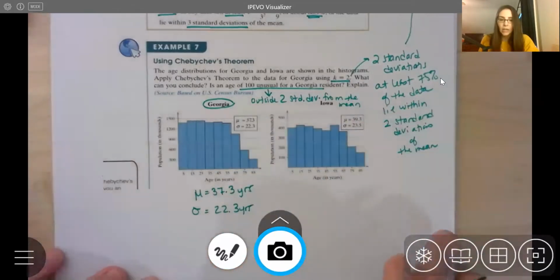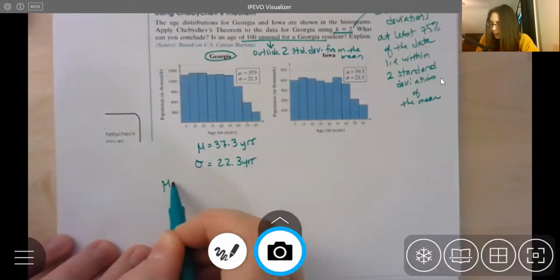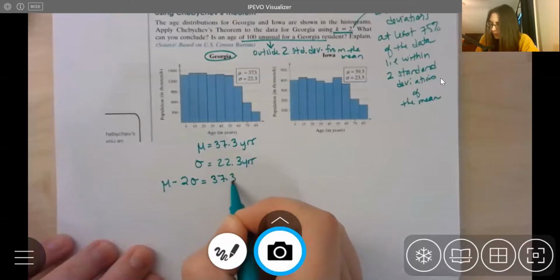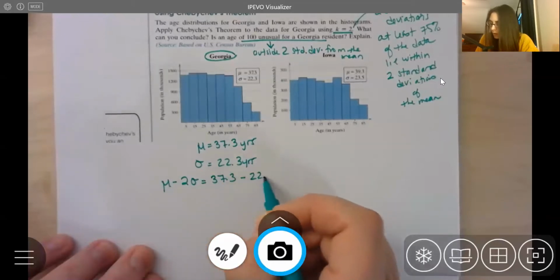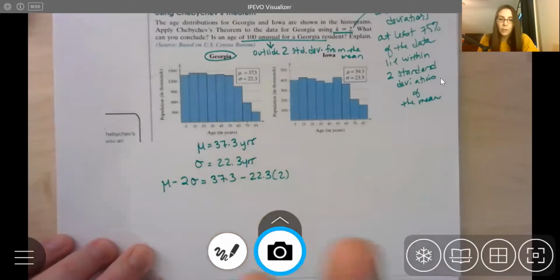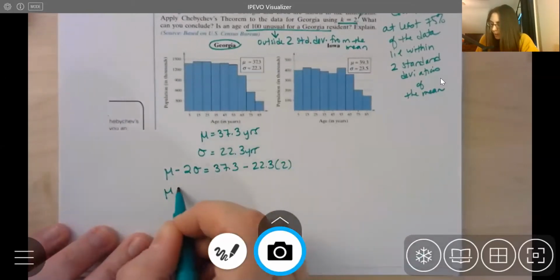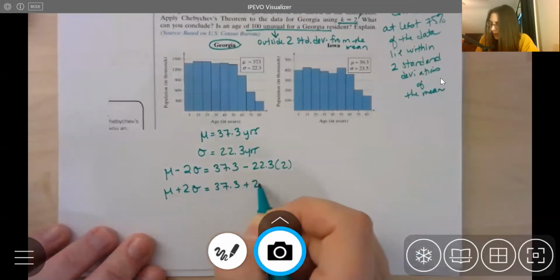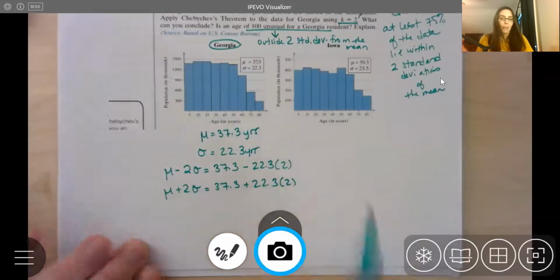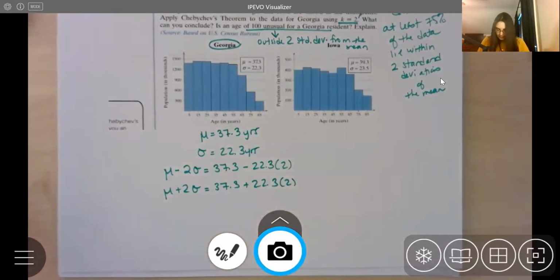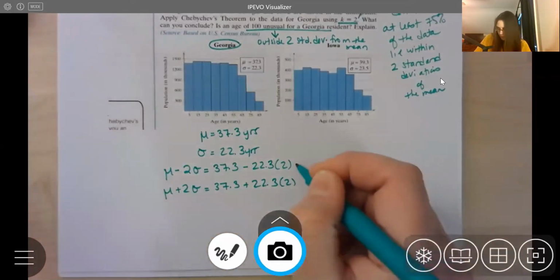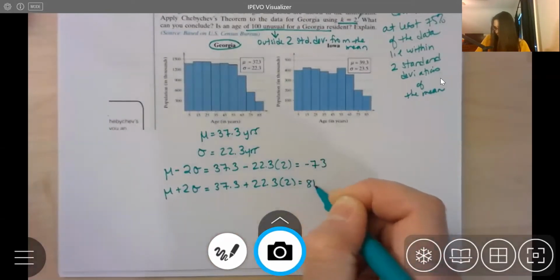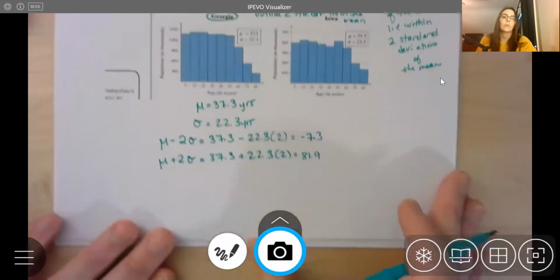So I'm looking for this range. What I need to find first is the mean minus 2 standard deviations. So I'm going to take that 37.3 and subtract that 22.3 twice. So what I can do is multiply that by 2. And I also want to find my mean plus 2 standard deviations. So I'm going to add that 22.3 twice, or again, I can multiply by 2 here. And when you do those calculations, you should get negative 7.3 and positive 81.9.